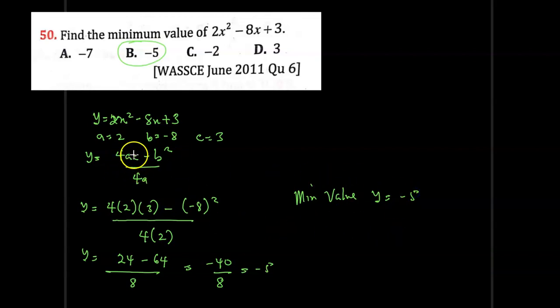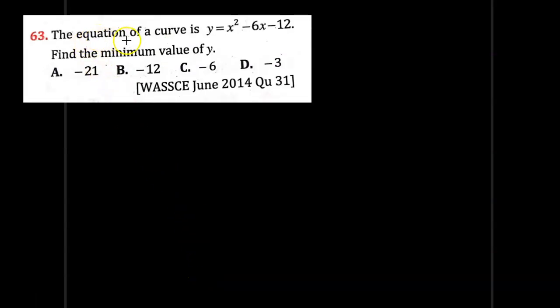There is more to this. As I said, when I start with the curve sketching, you will understand how the minimum value and the maximum value are very important when it comes to quadratic functions altogether. Then we go to another. We have the equation of the curve as y equal to x squared minus 6x minus 12. Find the minimum value. That's another minimum value question. I would like you to give it a try. Pause the video, give it a try, and then give me the feedback also on that.